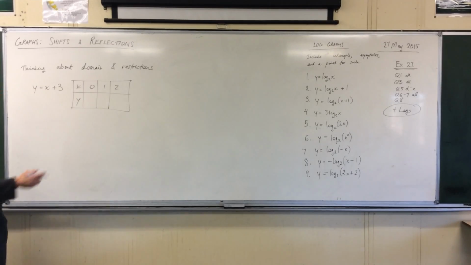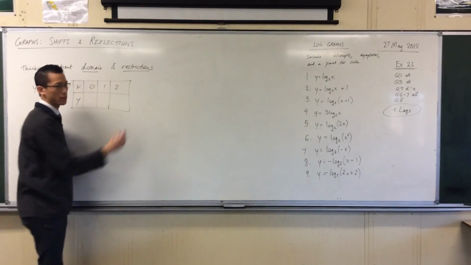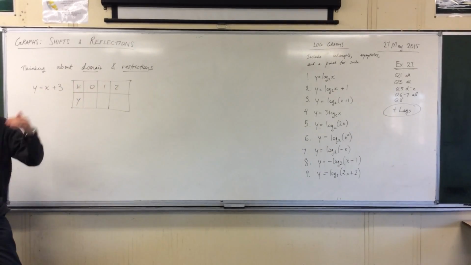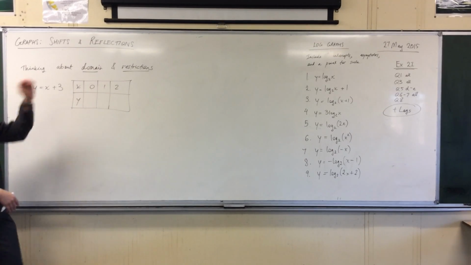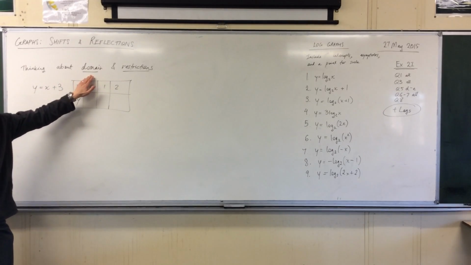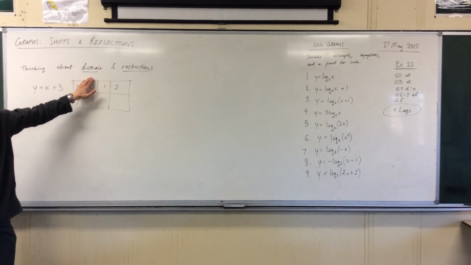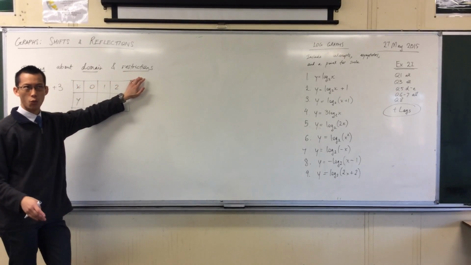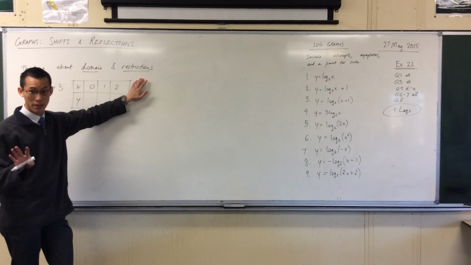Domain and restrictions are two opposite ways of looking at the same idea, right? Domain is what values of x will work in this given function or relation, and restrictions are which ones don't work. Okay, does that make sense?